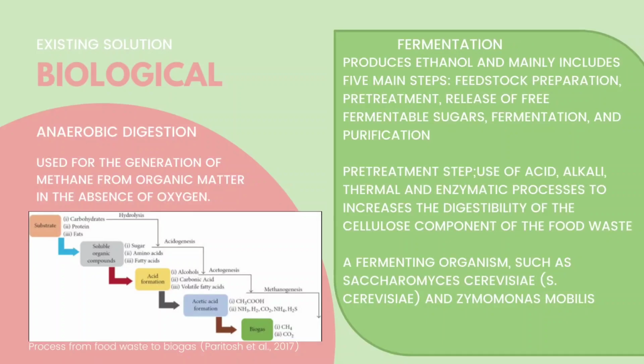Existing solutions. They are divided into three: biological, chemical, and thermochemical. First, biological. The first technology is anaerobic digestion. It is used for the generation of methane from organic matter in the absence of oxygen. The biological process includes hydrolysis, acidogenesis, acetogenesis, and methanogenesis.